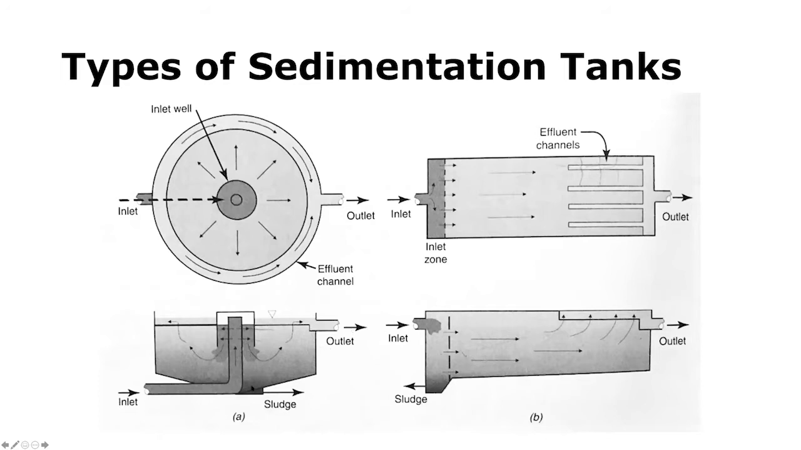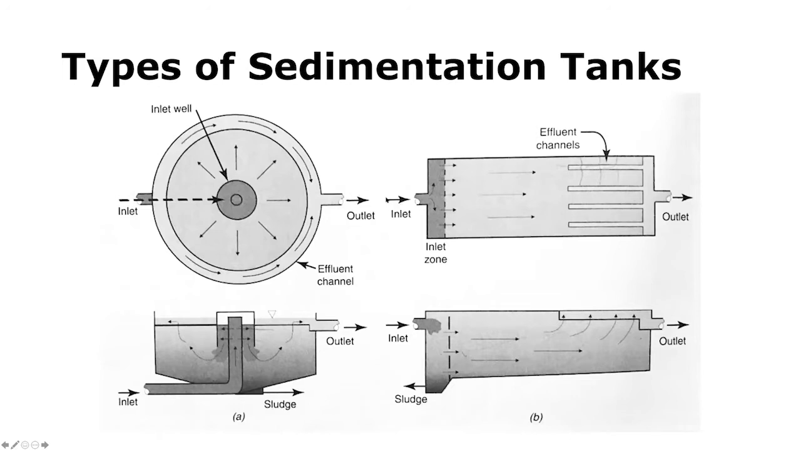The settled solids in the sludge, which is produced in this reactor, would then be removed from the bottom of that system. So here you can see a plan view where you have the effluent channel. The water's coming in through the middle, traveling radially outwards and then over a weir into the effluent channel, where it then exits the reactor, as you can see here.